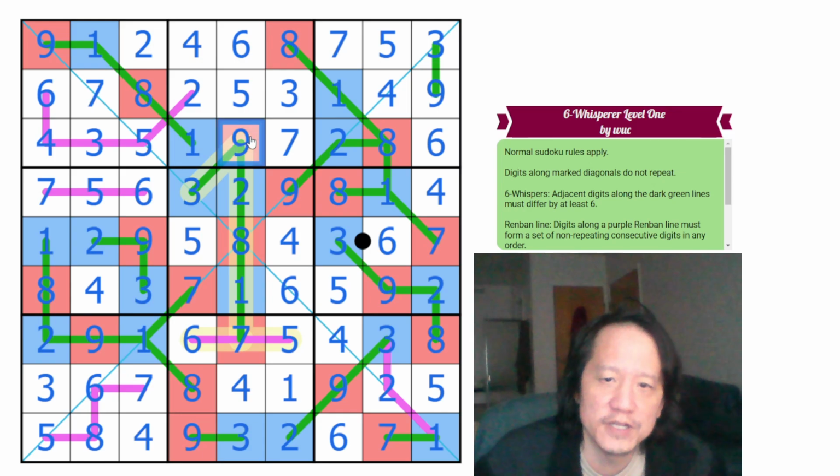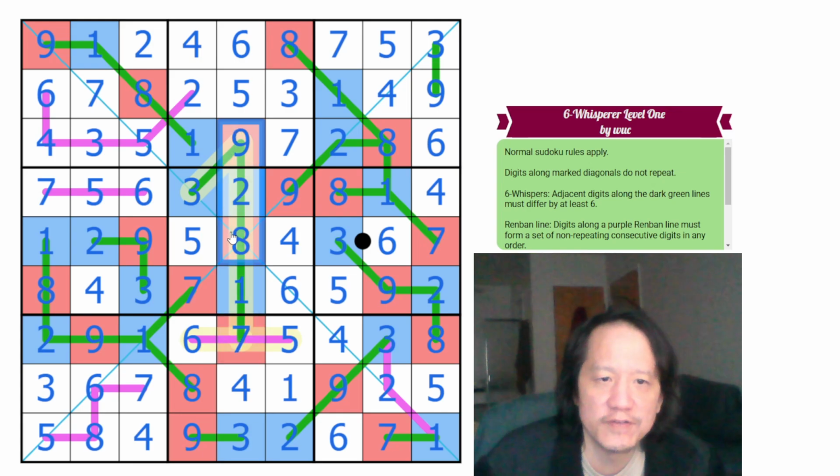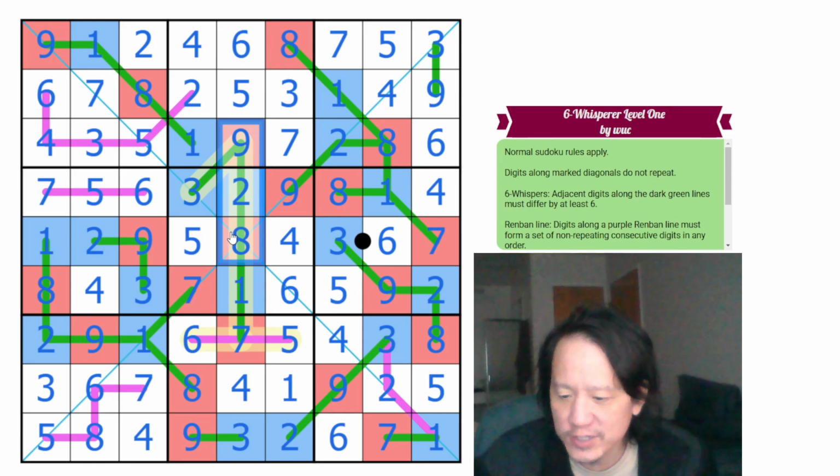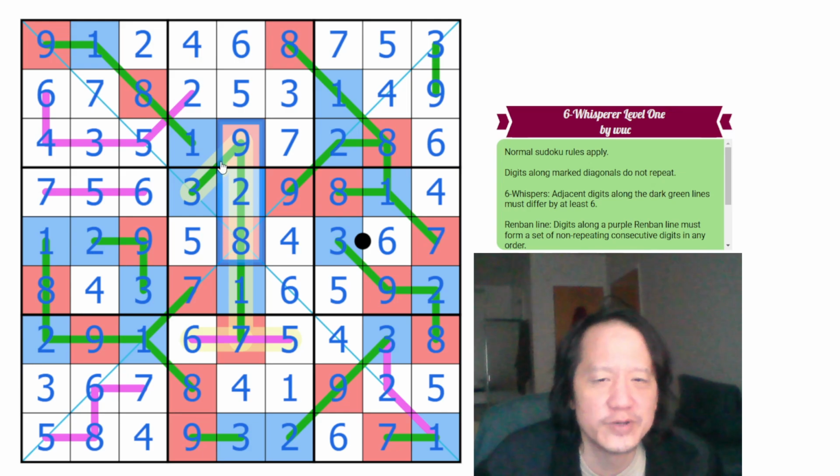I've actually never run into the 6 whisper rule set. We've run into, obviously, Dutch whisper, which is where the difference between cells must be 4. I've also run into the 3 set, and then not really a 2 set or a 1 set, but a 1 set is just basically anything. We've run into a 7 set before, 7 whisper, but never a 6 whisper. So this is my first time.